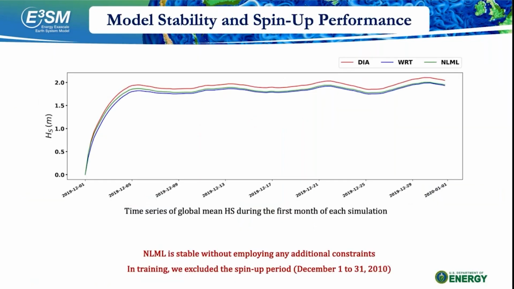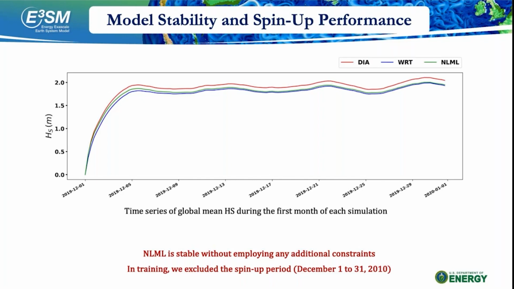So first, we examine the stability of the ML model and its ability to spin up the wave model from a cold start. One thing here is that for the training, we excluded the spin-up period. With that, our ML model was able to spin up the model correctly from the cold start. What you can see from here is that the WLT and the ML model closely match each other compared to the DIA, and we have a stable ML model.